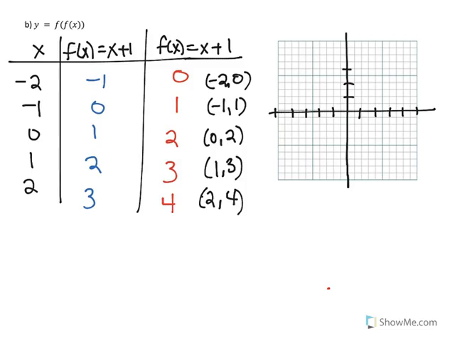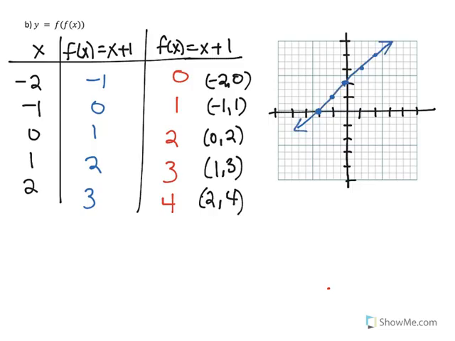On both axes, might as well spread her out. So we have negative 2 and 0, negative 1 and 1, 0 and 2, 1 and 3, 2 and 4. So it is a straight line.